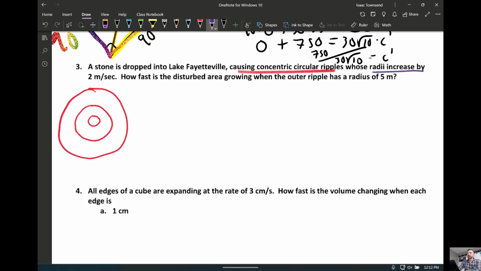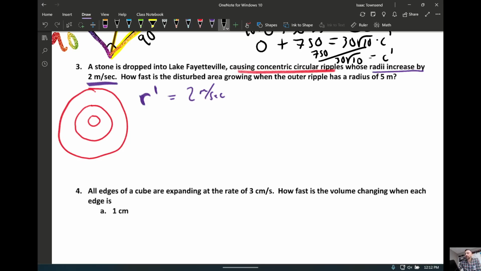The radius increases by 2 meters per second. So 2 meters per second is what? 6 feet per second. Is it r prime? It is the rate of the radius, so that has to be r prime. Or if you'd rather, dr over dt, same thing.